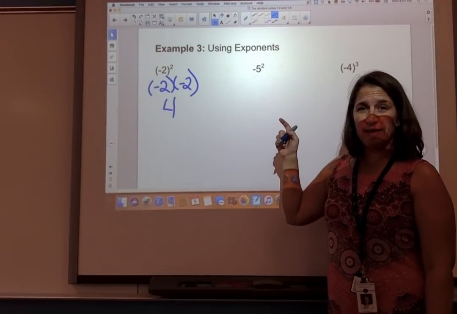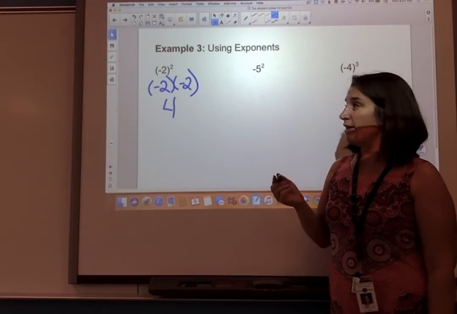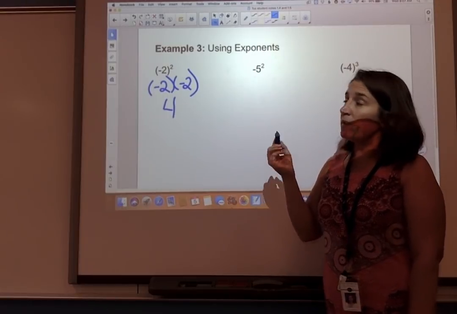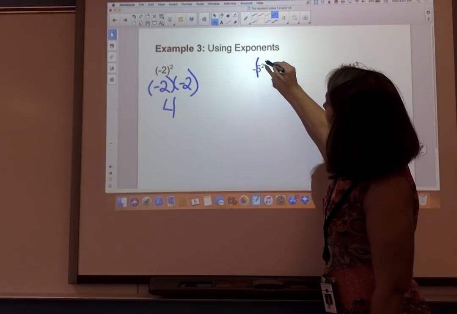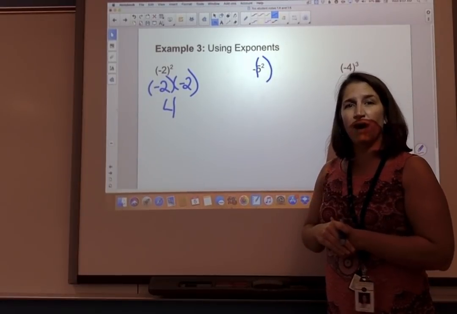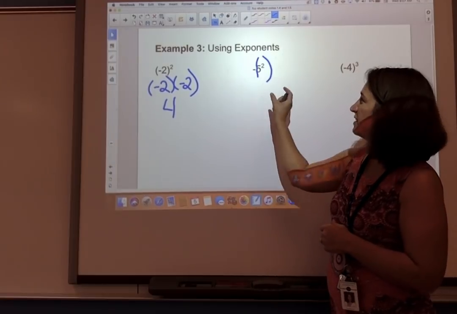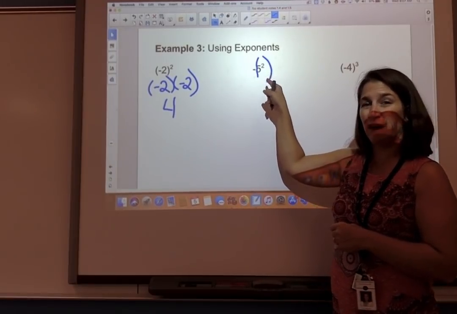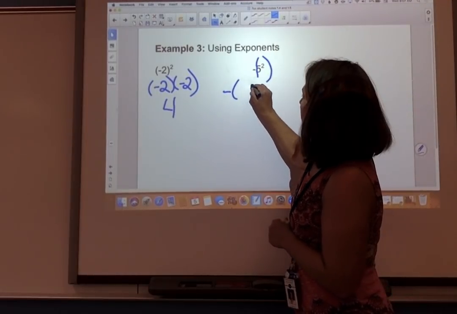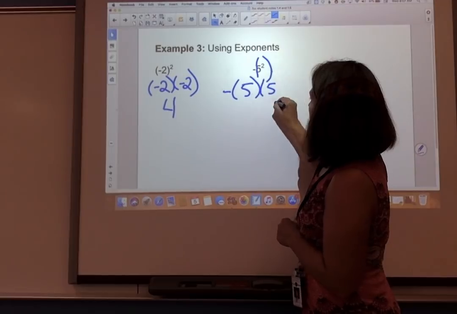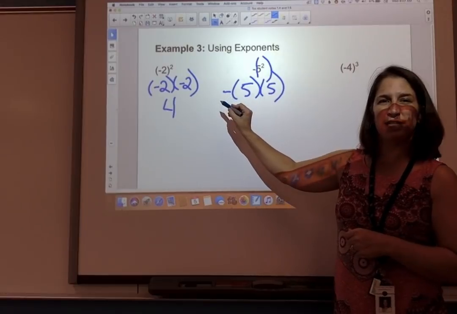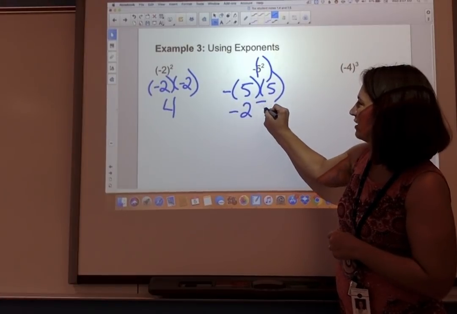This next example, -5 squared, is a little bit different. There's no parentheses around the -5. So I could put parentheses around it like this to show you what we're really saying is 5 squared, and then we'll take the negative of that. If there's no parentheses, it's implied that all you're squaring is the 5, not the -5. So we're going to say negative, or opposite, of 5 times 5. 5 times 5 is positive 25, but we're going to take the opposite, so that's -25.